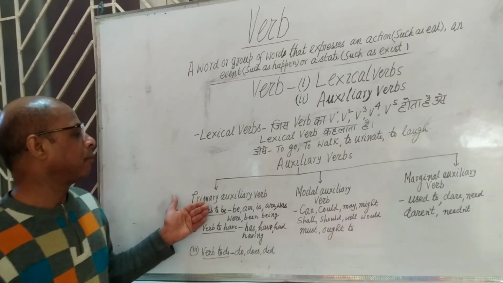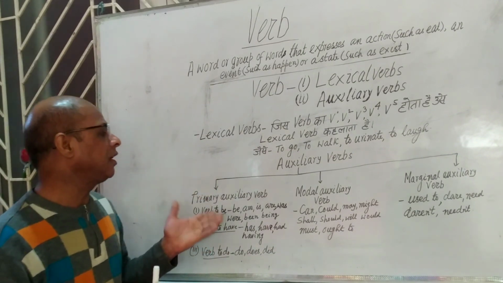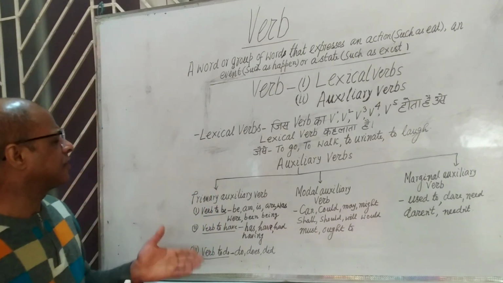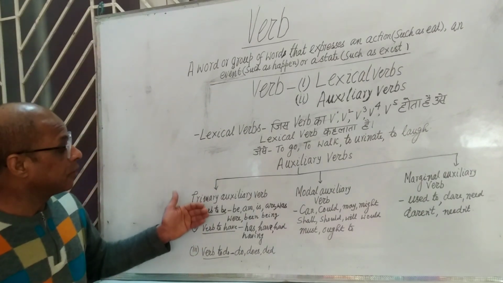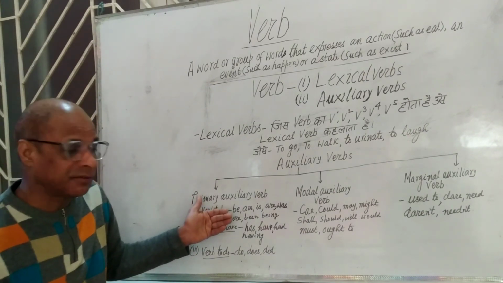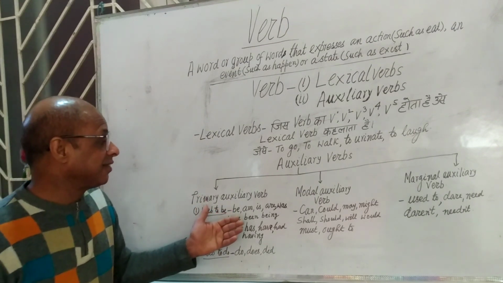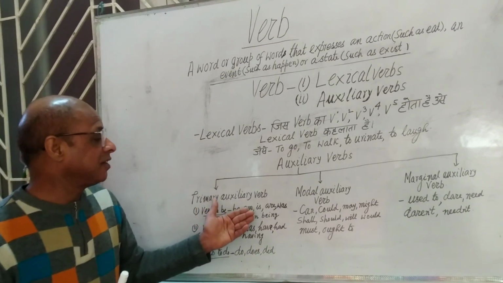First, we'll cover primary auxiliary verbs. We can say verb to be. Here, be: I shall be a doctor. Am: I'm a doctor. Is: your father is a doctor.